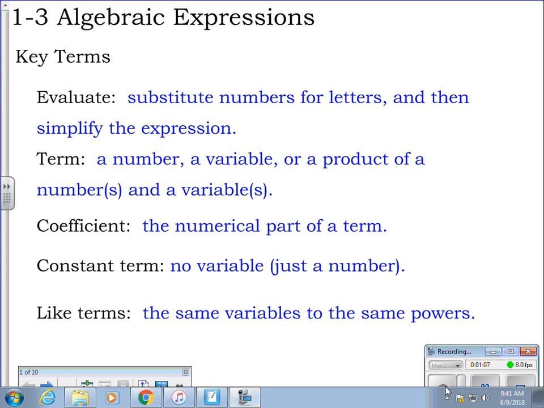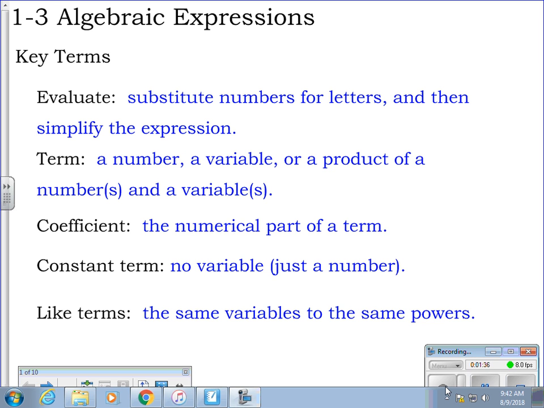Okay. A term is a number, a variable, or a product of numbers and variables. A single item within an algebraic expression is a term. A variable by itself, a number by itself is a term, or a combination of them in one place multiplied is a term. Coefficient is the numerical part of a term. So if you have variables and numbers, the coefficient is the numerical part. So like 2x, 2 is my coefficient.